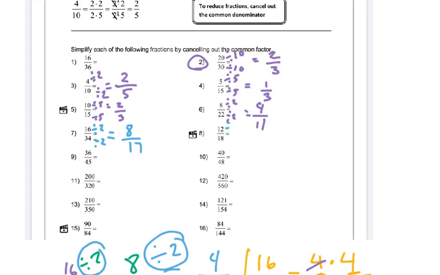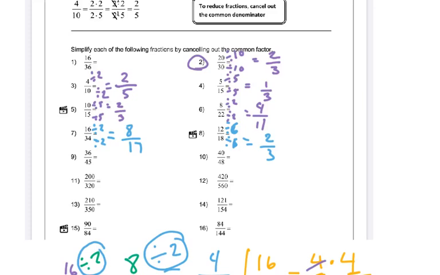12 and 18. Now, with 12 and 18, you could do 2. Actually, what am I saying? You have to do 2. Oh, no, you actually could do 6, right? What am I saying? So we'll do 6. Bigger is better. Gives you 2 over 3. 12 divided by 6 is 2. 18 divided by 6 is 3.